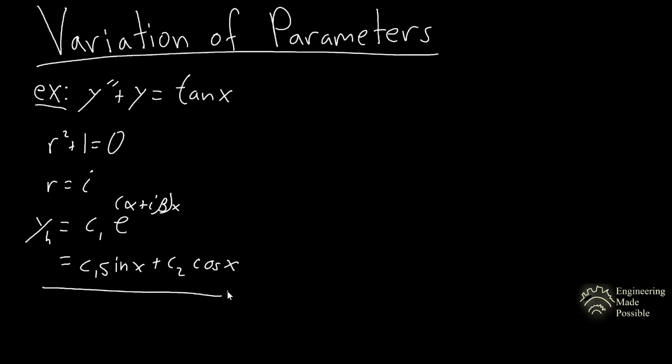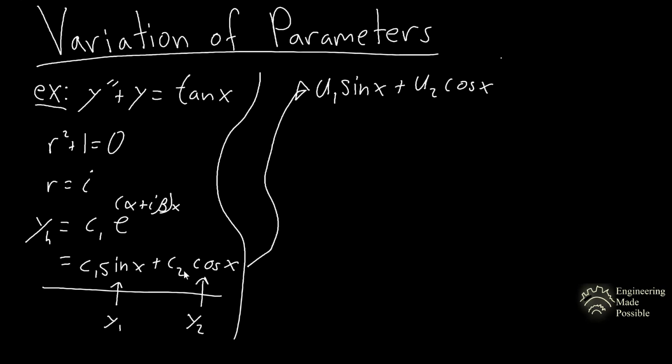So now that we have that, we could go ahead and utilize this method. So we have our first function here, sine x. Let's call this y1, and our second function here, cosine x, let's call this y2. So now from here, this is where we replace the constants c1, c2 with a function u with respect to x. And this is where we utilize certain formulas, and we also utilize the Wronskian to be able to solve for these functions u with respect to x, which gives us our particular solution. So we have u1 with respect to x times sine x plus u2 cosine x.